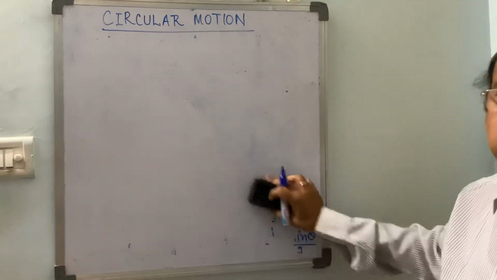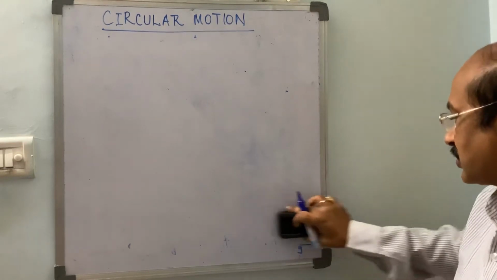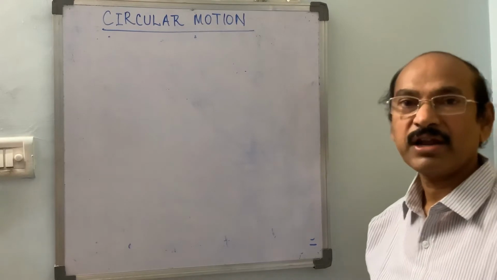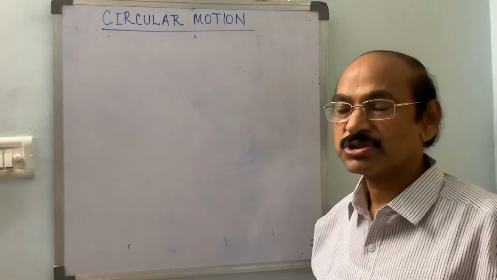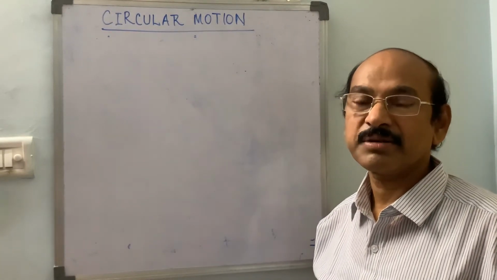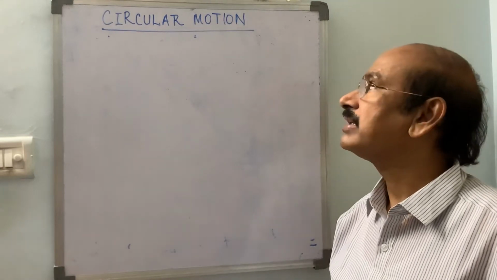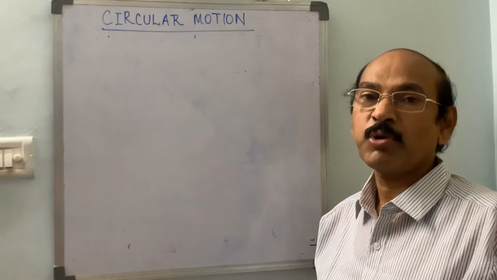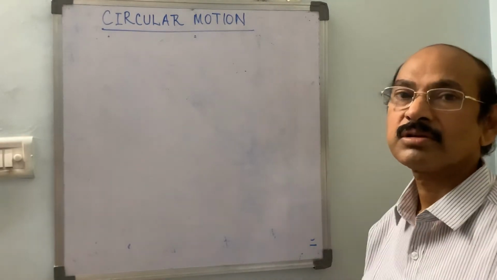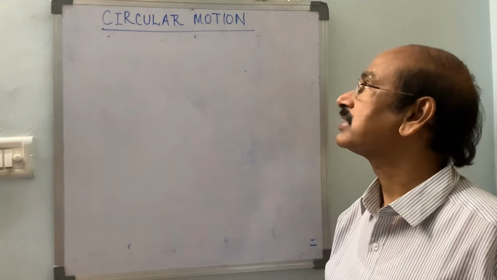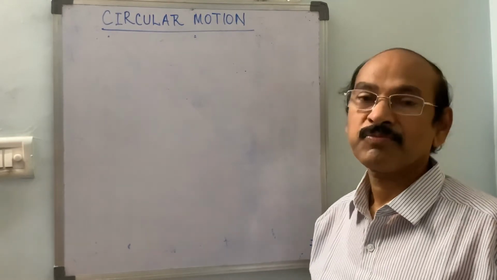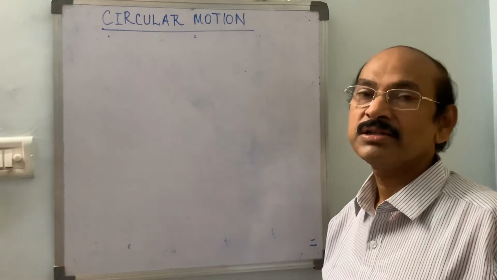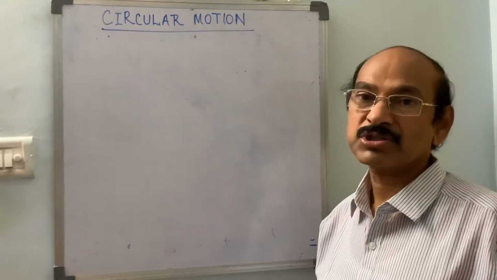First one is translatory motion or linear motion of the body. That is, when the body is traveling along a straight line, then its motion is said to be linear motion or translatory motion. Second one is angular motion or circular motion. When the body rotates about a point, then its motion is said to be circular motion. So when a body rotates about a point along the circumference of the circle, then its motion is said to be circular motion or angular motion.